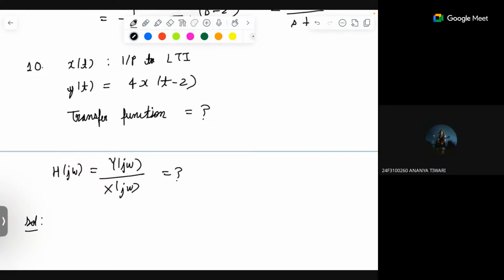This is the second last question. Ma'am, should I tell? You got the answer? Tell me. Is it 4 e to the power minus 2 j omega? Yes, yes, that's correct. Have you solved this question before? No. Okay, this was really quick. That's nice. Ma'am, by that properties, 4 x j omega.